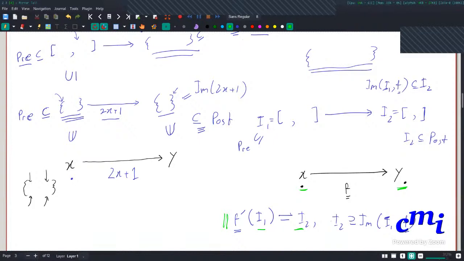So in this case, our abstract domain is our intervals, and this abstract transformer is this F prime.